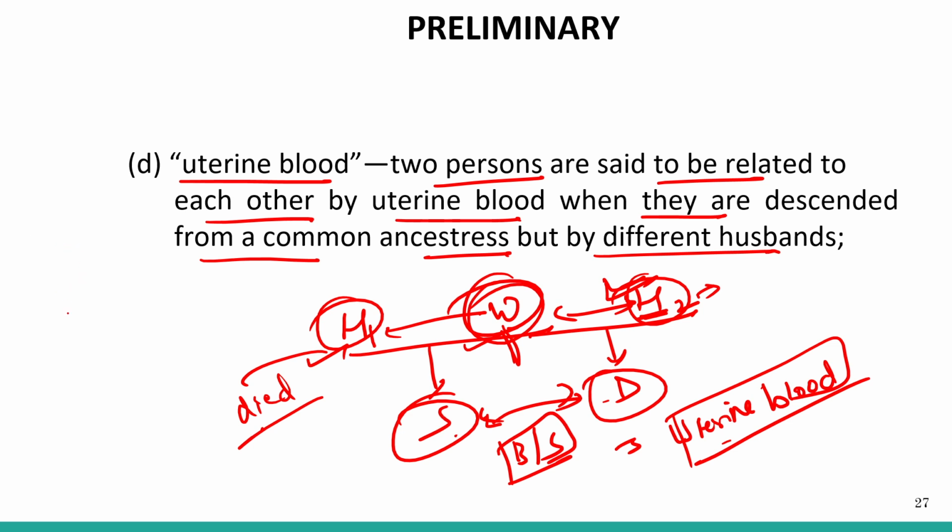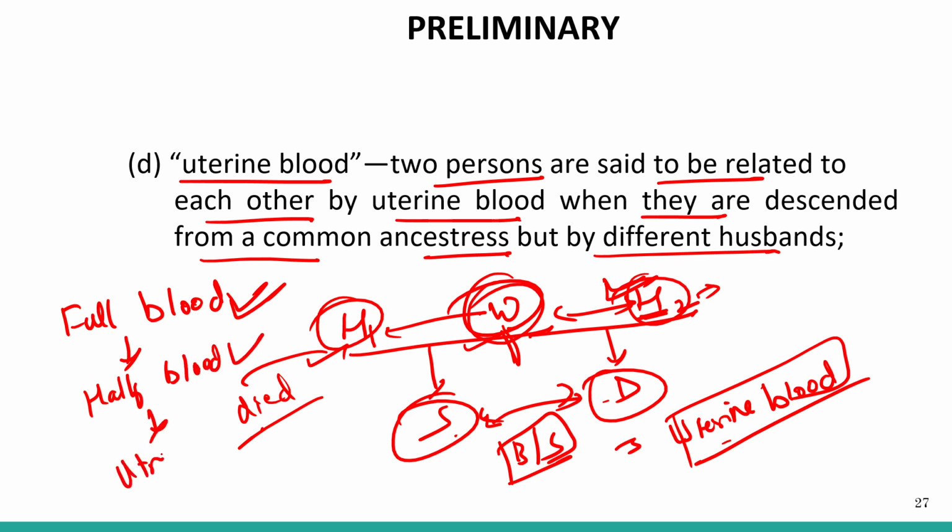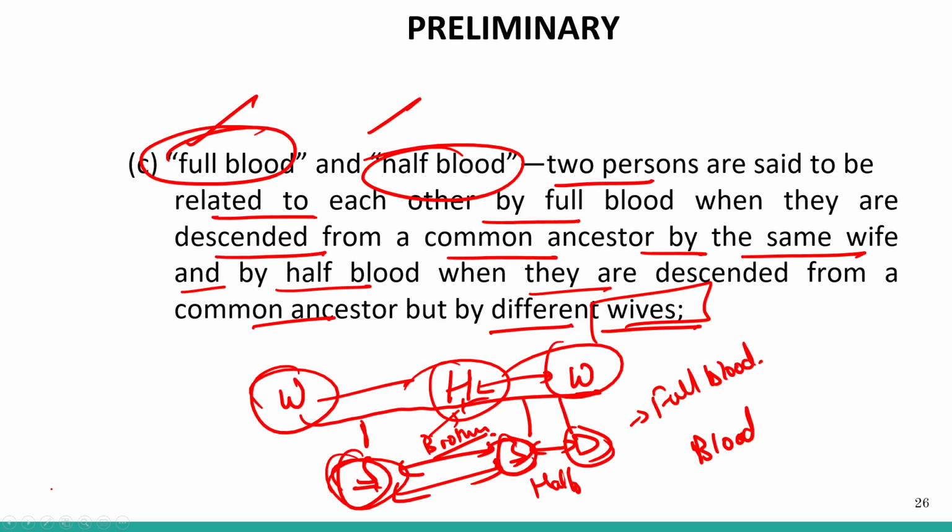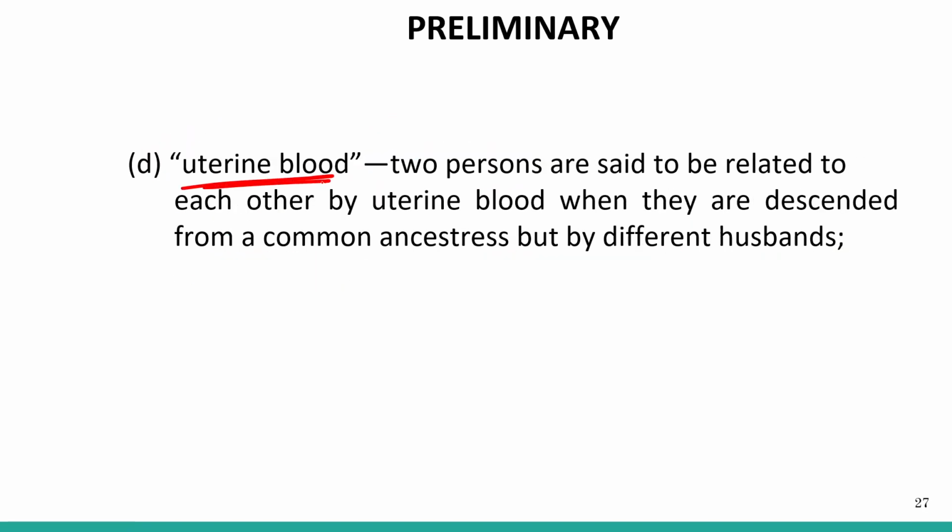And for your better understanding, I would like to tell you that full blood is a stronger bond than half blood, and then comes uterine blood. This is important to remember because when you talk about inheritance and succession, obviously full blood is always considered over half blood and then uterine blood. This is something you need to remember and retain: what is full blood, what is half blood, and what is uterine blood.